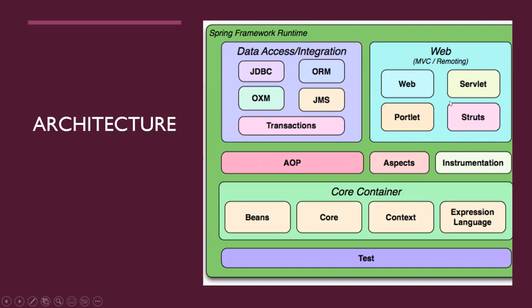And whatever data you're getting from the database is sitting in data access: JDBC, ORM, OXM, JMS, transactions, and everything. Combining web and data access integration, you have the data and you have the front end framework to visualize the data. But if you want to do some operations on your data, you need something called the core container: beans, core, context, expression language. This, in a simple nutshell, is how we are going to work with Spring.